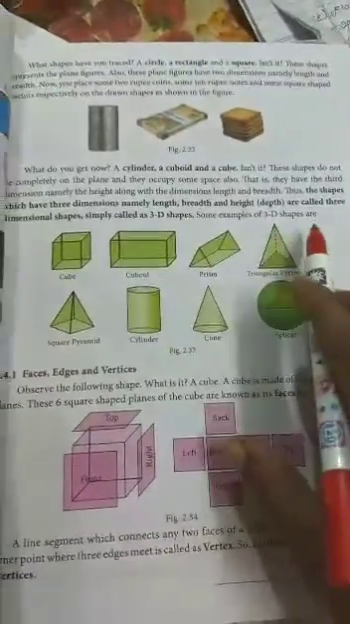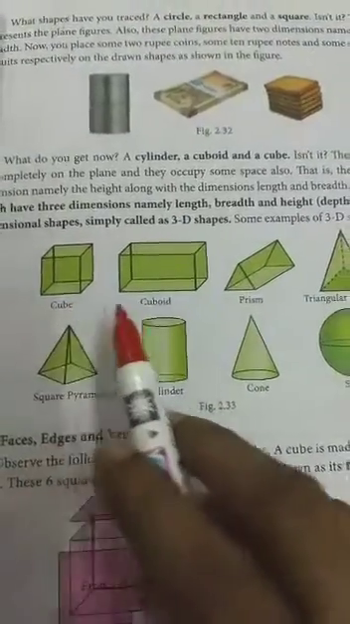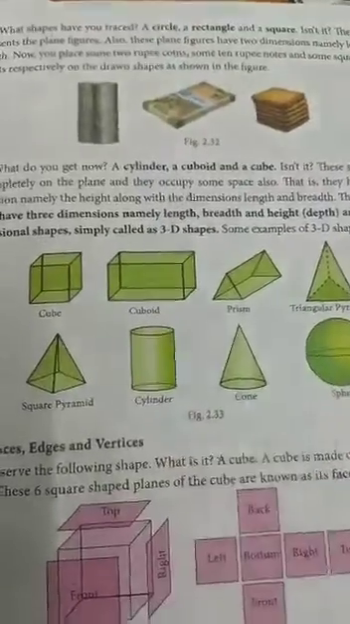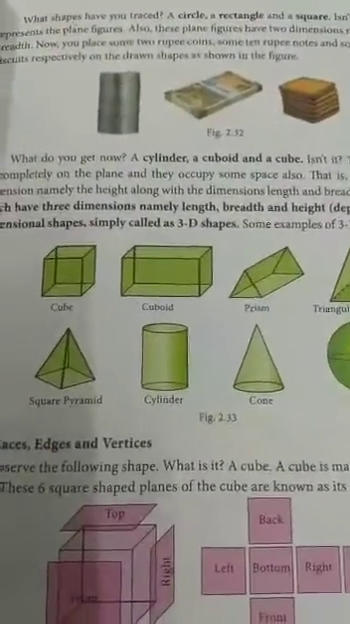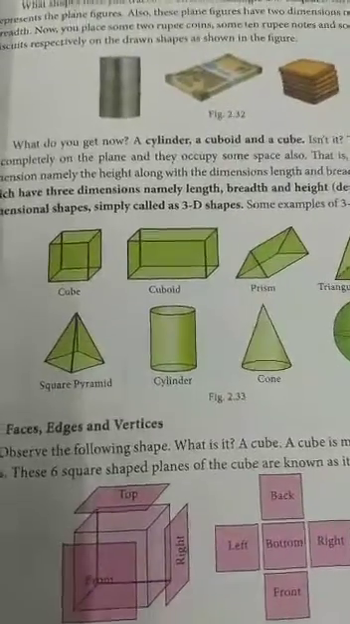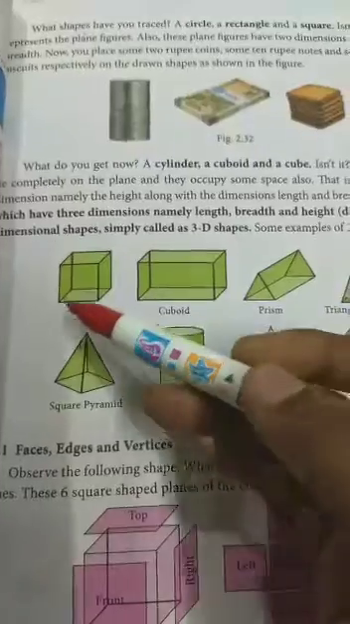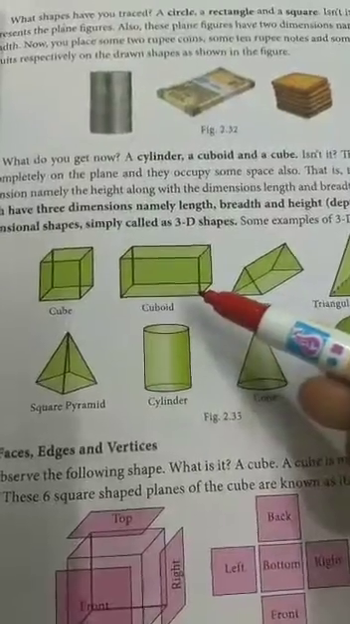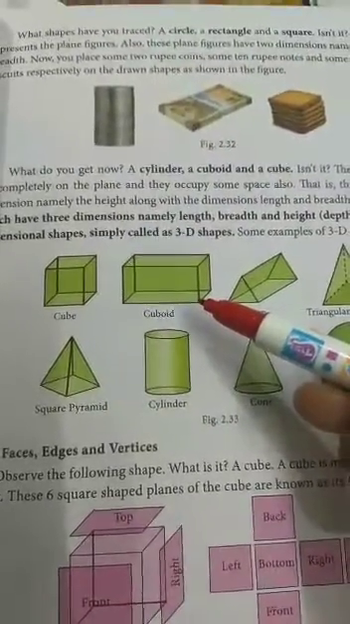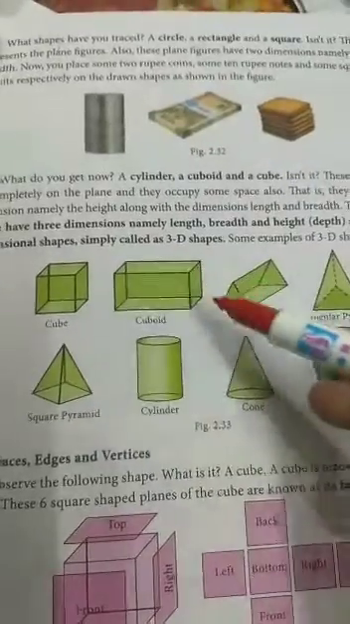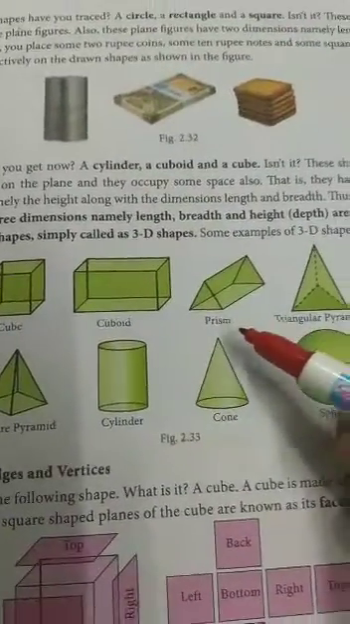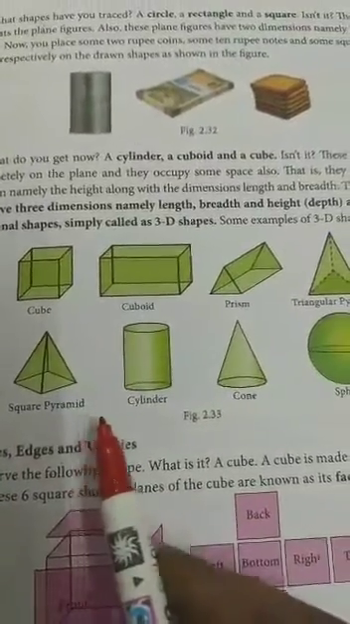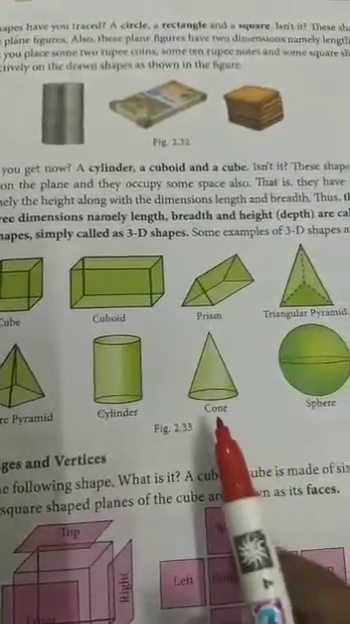Okay, some examples for 3D shapes. This is the cube. This is one 3D shape. Cuboid. This is one 3D shape. Say one example for cube and cuboid. Our chalk piece box is in the shape of a cube, and the cuboid shape is your pencil box. Okay, this is prism. This is triangular pyramid. This is square pyramid. This is cylinder. Okay, this is cone. This is sphere.